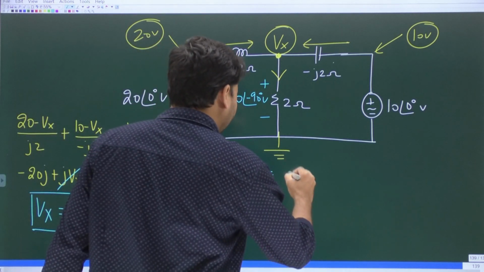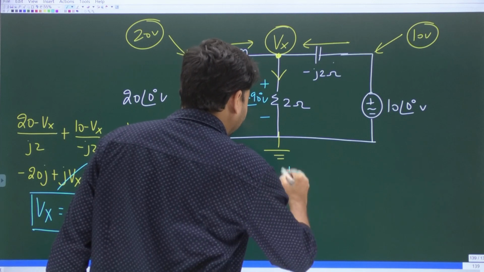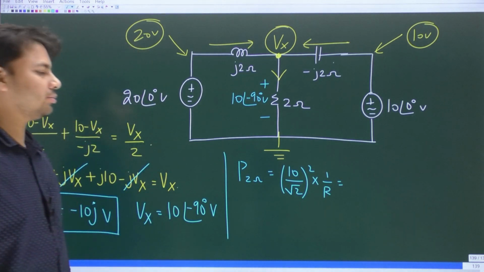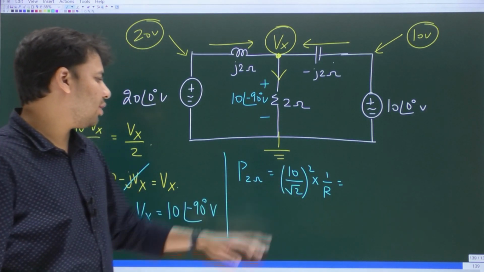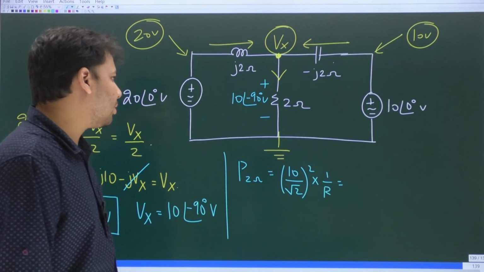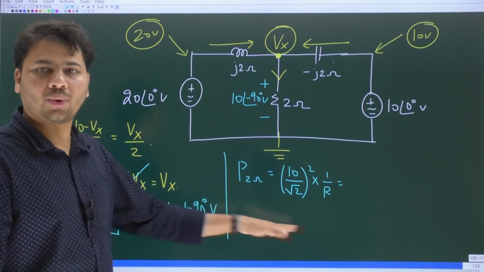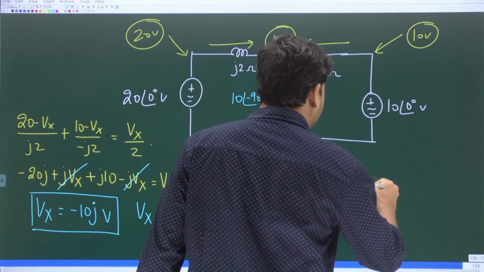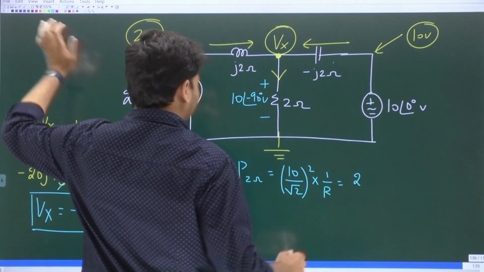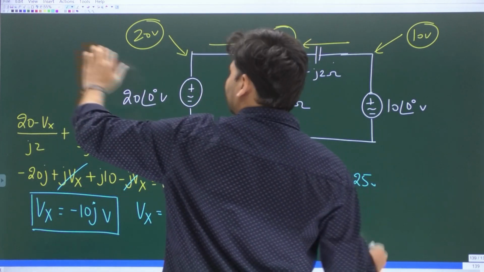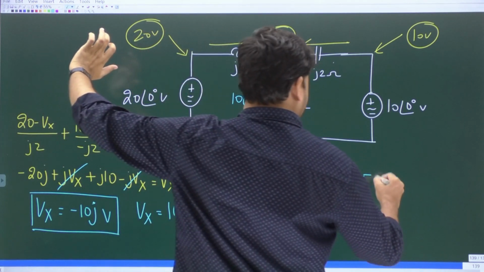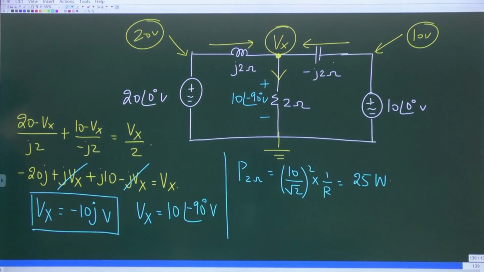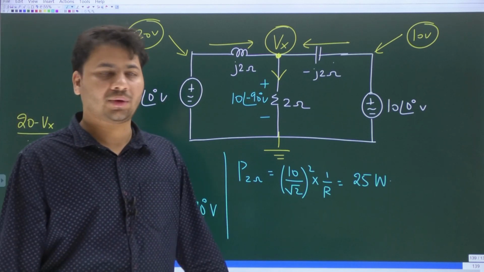Yes, I think now we can write down the average power absorbed by the 2 ohm resistor. It would be 10 by root 2 squared into 1 by R. 10 by root 2 whole squared is 100 by 2. R is also 2. 100 by 2 into 2, 100 by 4 is 25. So R, remember, is 2. So the average power absorbed by the 2 ohm resistor is 25 watts. Okay.